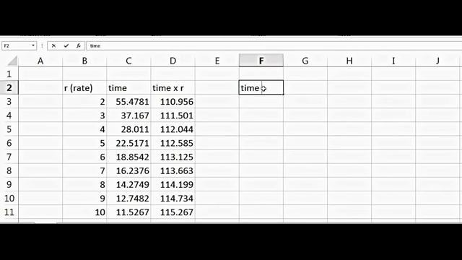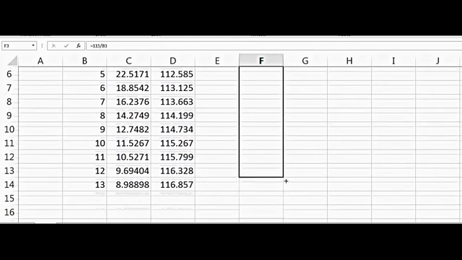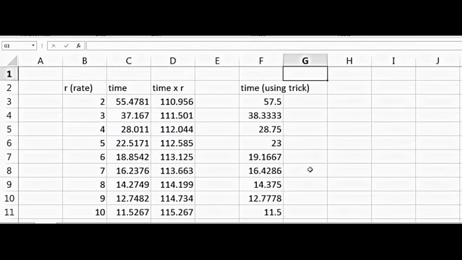So let's try to see, if we have used the trick, what should be the time. So the time using the trick would be like this. We have 115 divided by rate, so that's 57.5 years. If you keep extending it, it's like this. So if you compare anything, like for 6 years it says 18.85 years, but our trick says 19.16 years. So it is a good approximation. So this is very close. It's 111.52, and this is 11.5.